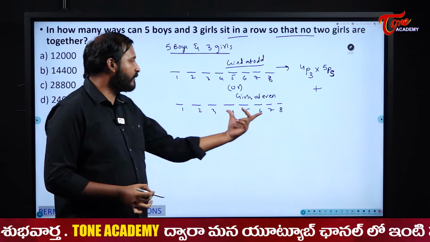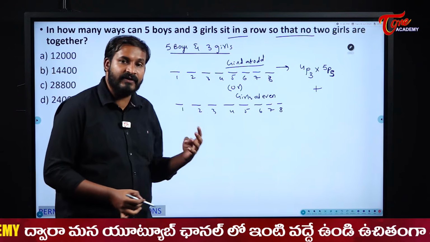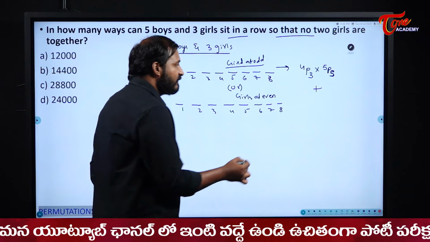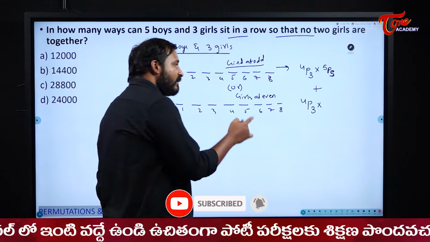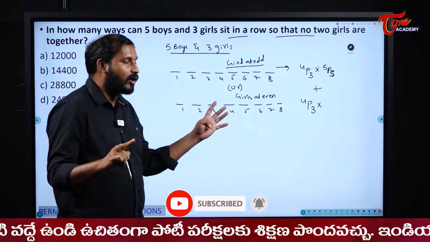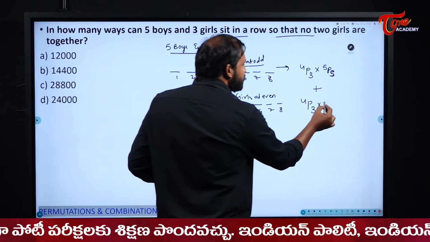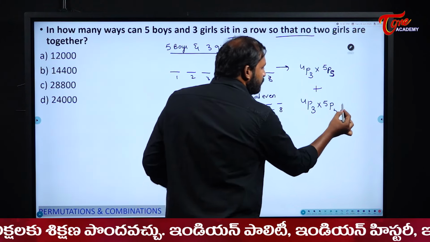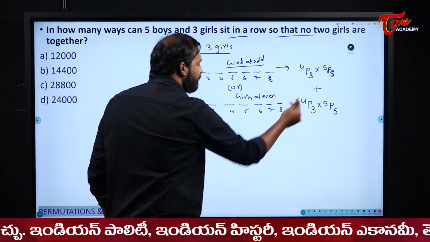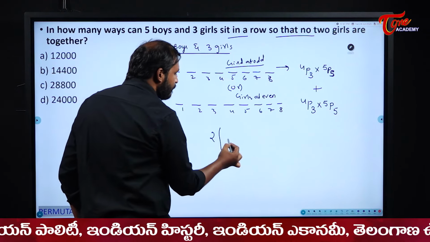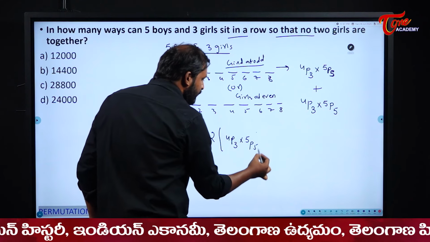Now in this case girls should occupy the even positions. How many even positions are there for me? 4. And how many girls are there? 3. So 4p3. Same. Now I will be left with one more even position and 4 odd positions. Overall how many positions for me now? 5 positions. These 5 positions will be filled by whom? Boys. So now anyway both are same. That means 2 times 4p3 into 5p5.